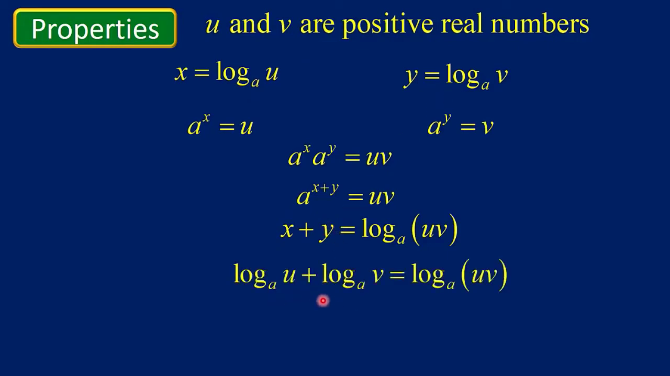Now look what we've discovered here. This is a property of logarithms: if you take the log of a product, it's equal to a sum of the logs. Log of u times v is equal to log u plus log v. Now, this is provided you have the same base. We have the same base here. So this is one of the properties of logs.